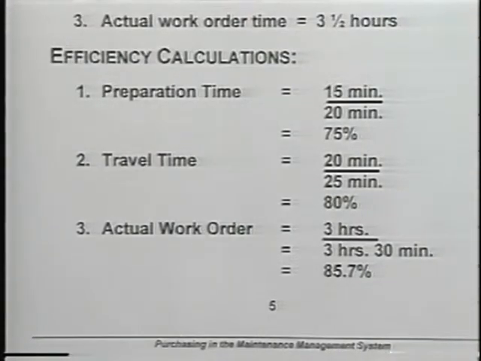And again, looking at the actual work order time, the estimated time was 3 hours. It took 3 hours and 20 minutes. So the actual efficiency is 85.7%. Now, these are the efficiency requirements that would go into a labor efficiency and labor distribution reporting system.